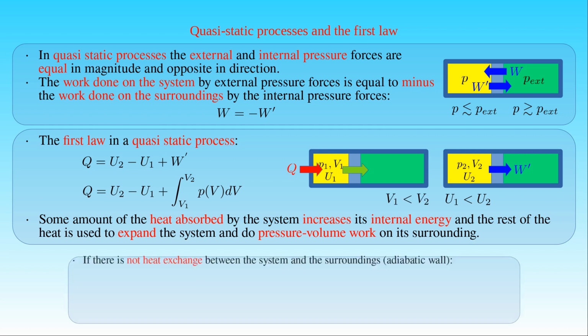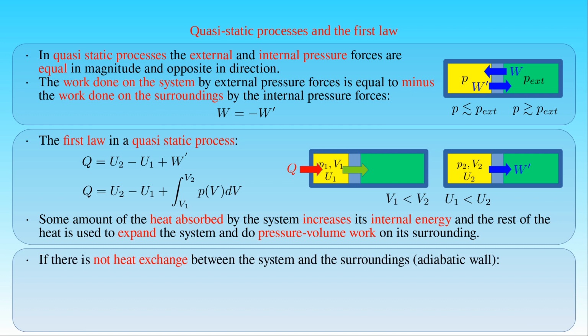If there is no heat exchange between the system and the surroundings separated by an adiabatic wall, then the equation reduces to the form where the change delta U in the internal energy of the system is equal to the pressure-volume work W done on the system, or minus the pressure work W prime done by the system. In both cases, the mechanical work is given by minus the integral of the pressure P of the working substance over the volume between the initial volume V1 and the final volume V2 of the system. Since we talk about a quasi-static process, the pressure of the working substance in the surroundings and the pressure of the gas in the system remain equal during the process.